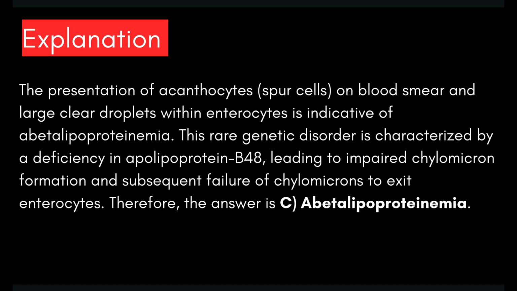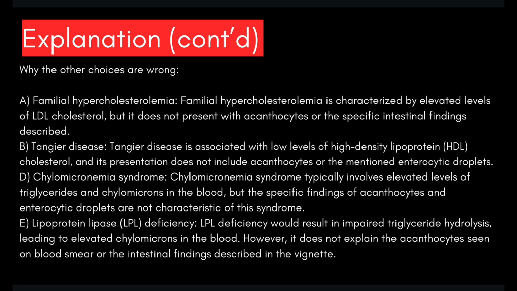Let's go ahead and run through why the other answer choices are wrong. A, familial hypercholesterolemia. Familial hypercholesterolemia is characterized by elevated levels of LDL cholesterol, but it does not present with acanthocytes or the specific intestinal findings described. B, Tangier disease.